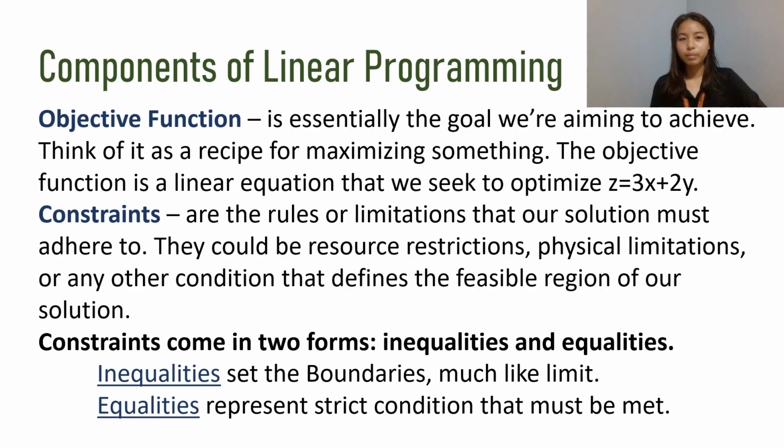Components of linear programming. First, the objective function. Think of this as the main goal or target you're trying to achieve. It's like a recipe for maximizing something such as profit, efficiency, or output. In linear programming, the objective function is represented as a linear equation. For example, z = 3x + 2y represents an objective function where z is what we're trying to optimize, and x and y are the decision variables that we can adjust.